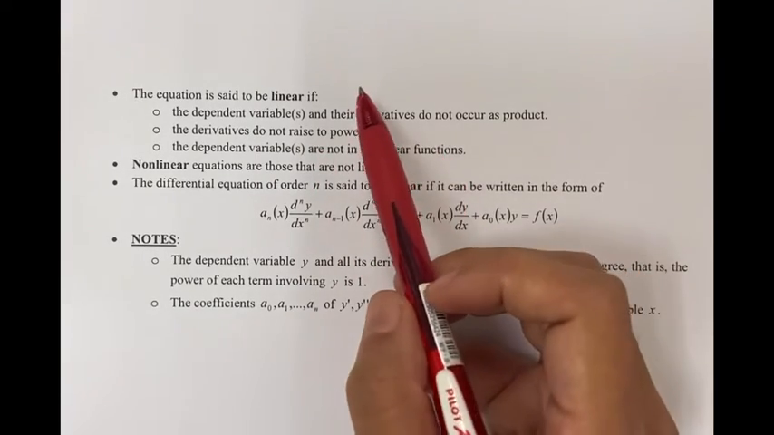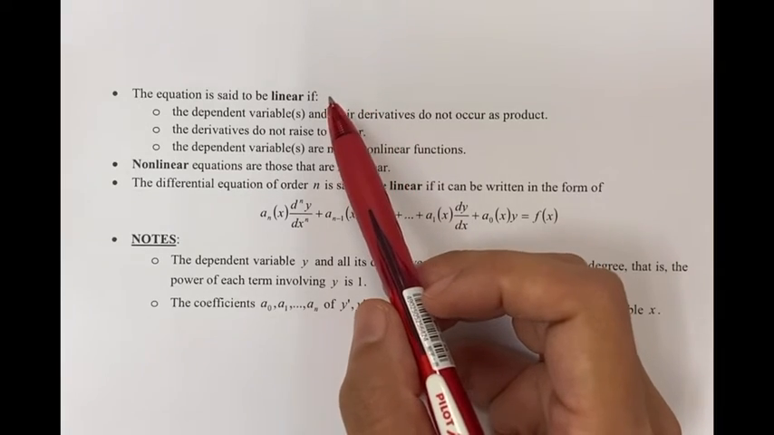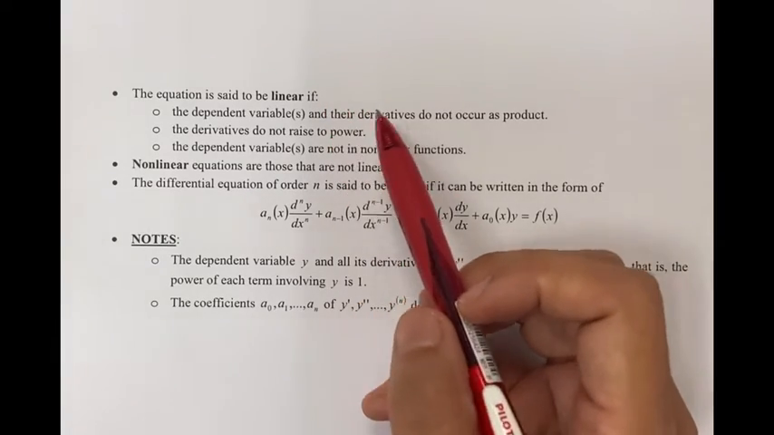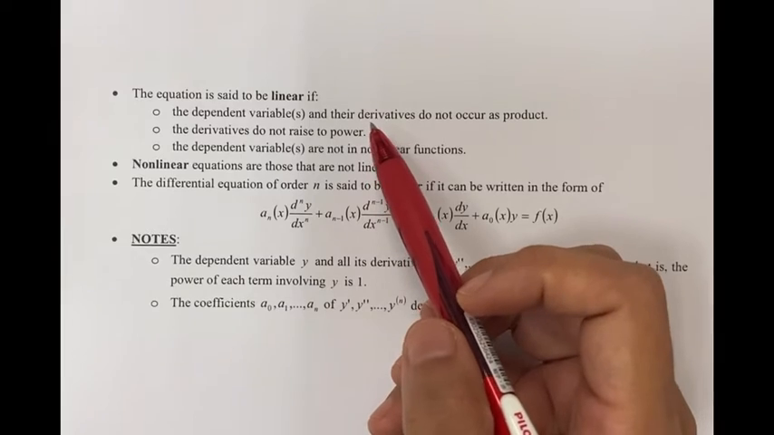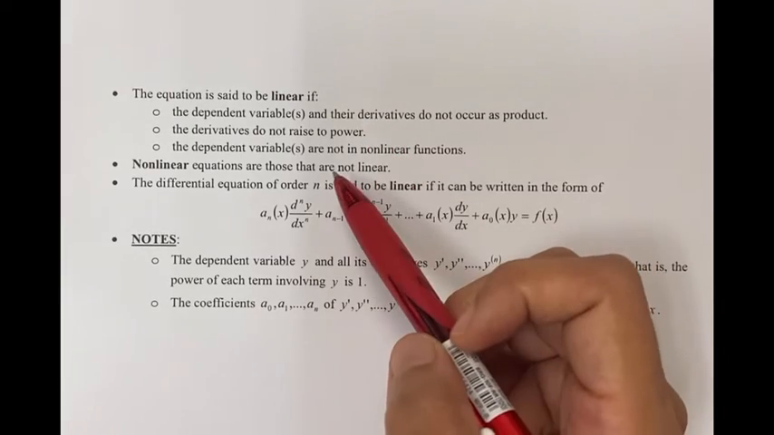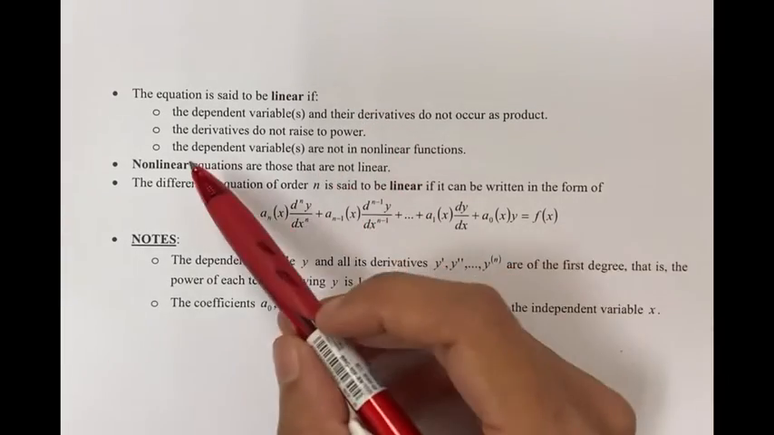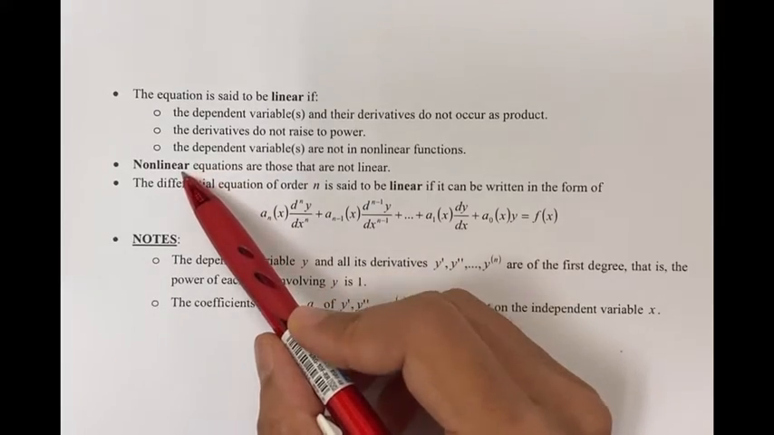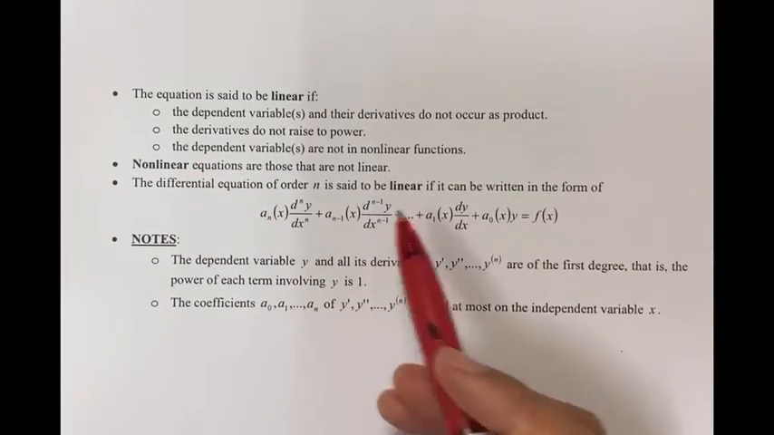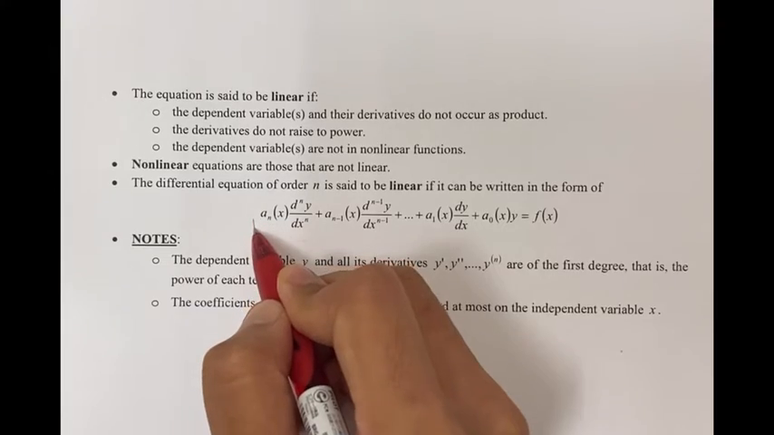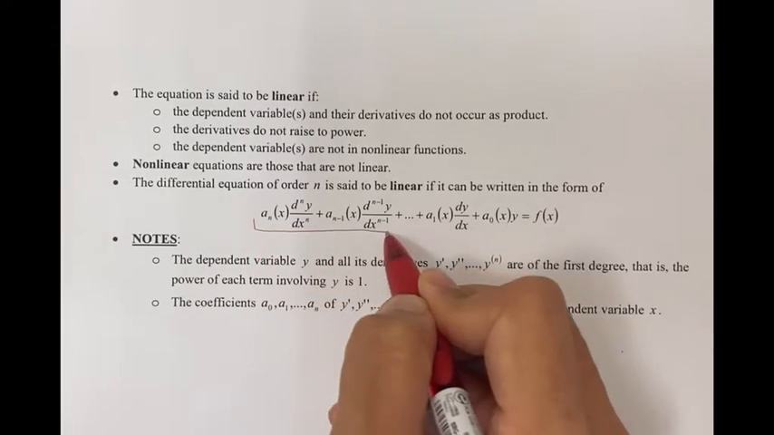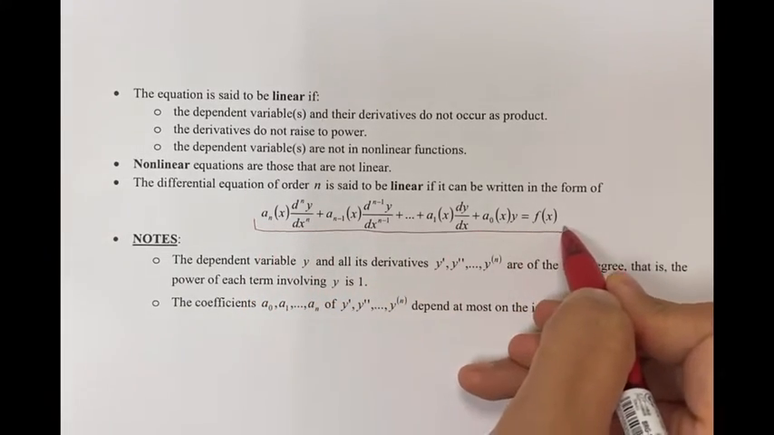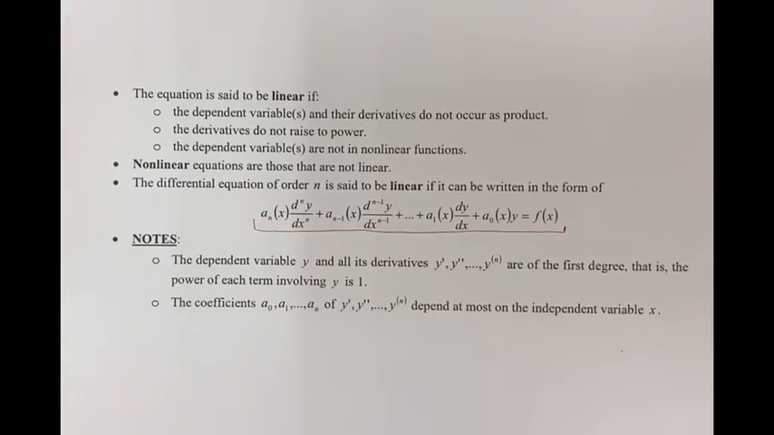So if it holds all these 3 conditions, it is a linear equation. If the equation is not linear, it is called a non-linear equation. And this is the general form for a linear equation.